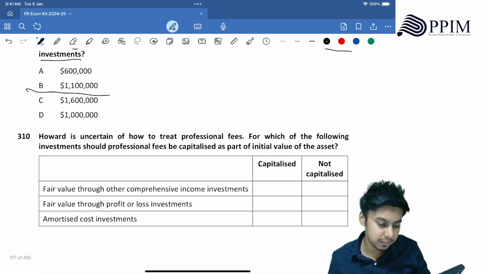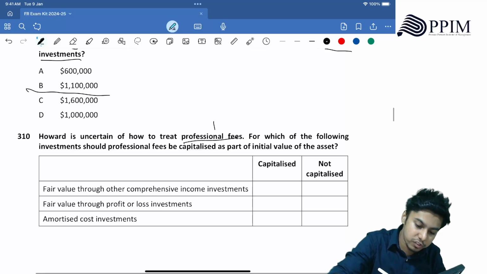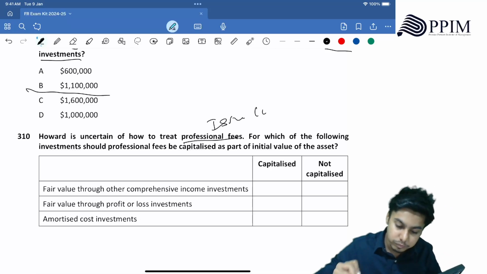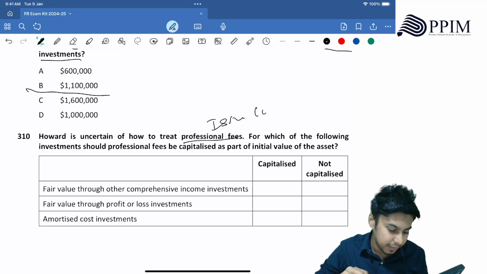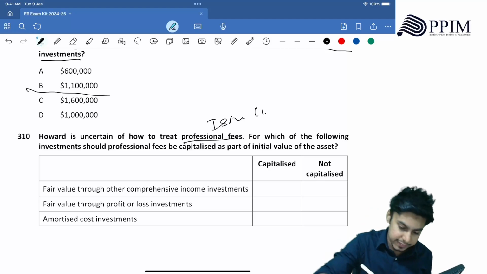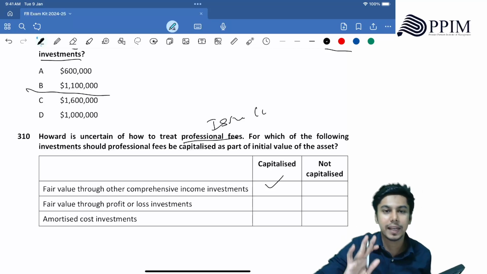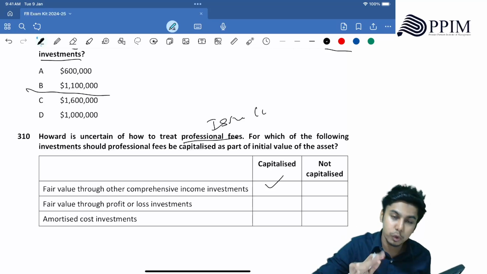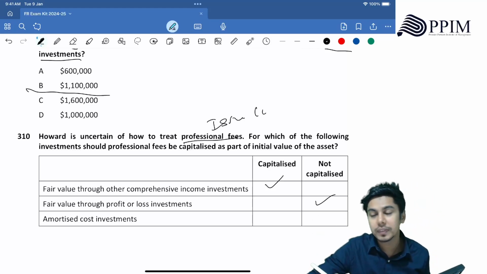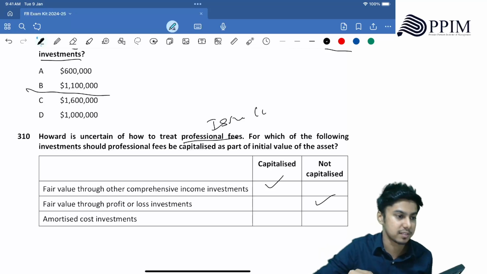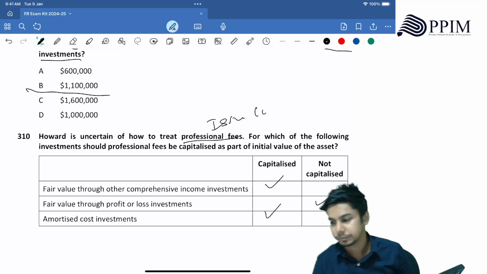Howard is uncertain how to treat professional fees. Guys, what is professional fees? Issue cost. Right. For which of the following assets should it be capitalized? Fair value through OCI. Yes, you have to capitalize. Okay guys, remember whenever they say OCI, you have to capitalize issue cost. Fair value through P&L. No, if it's through P&L, we always take it as expenses. Amortized cost. Yes, we have to capitalize.